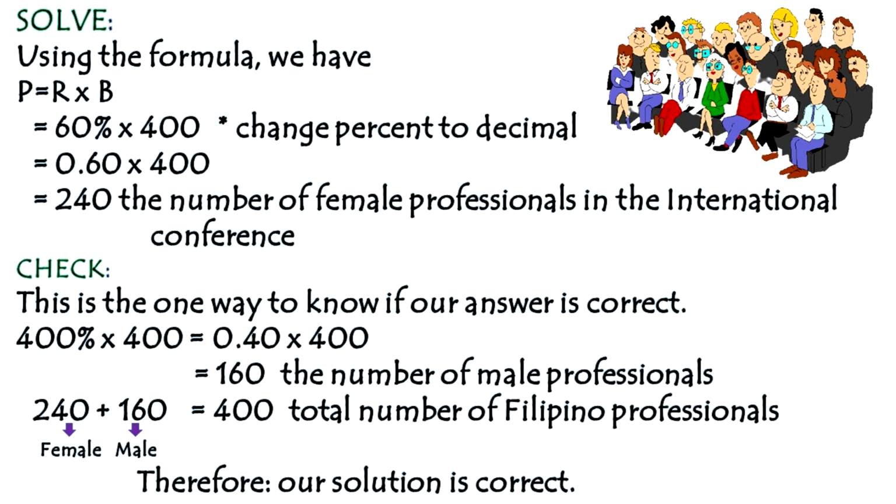So let's check. This is one way to know if our answer is correct. 40% times 400, we get 0.40 times 400. What is 0.40 times 400? It is 160, the number of male professionals. Then we add 240 and 160, and we get 400, the total number of Filipino professionals. Therefore, our solution is correct.